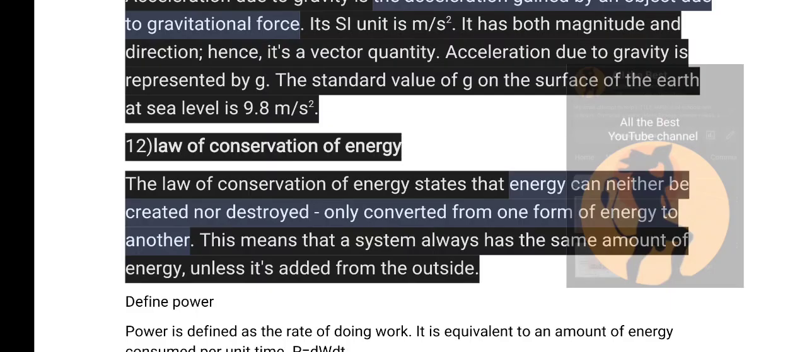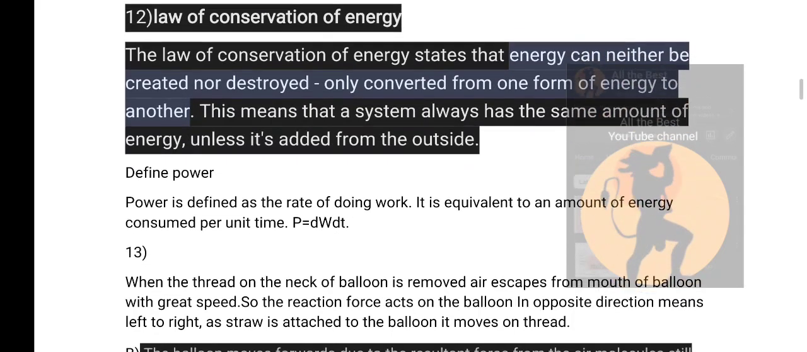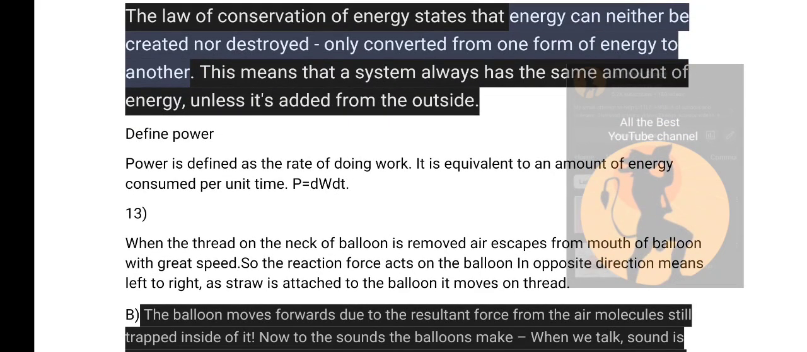12th question is the law of conservation of energy. The law of conservation of energy states that energy can neither be created nor destroyed, only converted from one form of energy to another. This means that a system always has the same amount of energy unless it's added from the outside. So next is define power. Power is defined as the rate of doing work. It is equivalent to an amount of energy consumed per unit time. So P is equal to W by t.